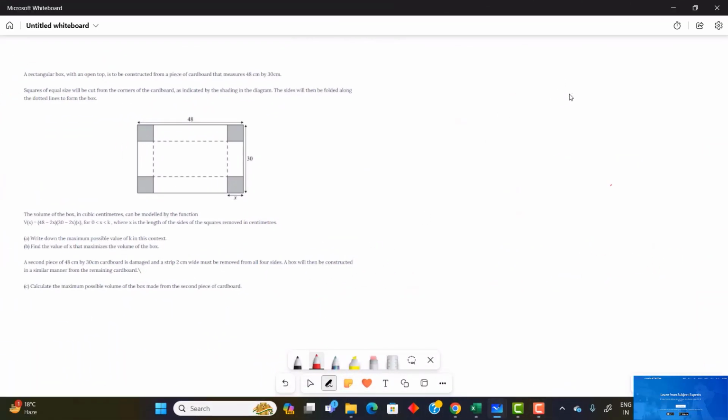The final question this question is asking is to calculate the maximum possible volume of the box when the box has a 2 centimeter cutout from each side. So if a patch of 2 centimeter is cut from all the edges, the new length becomes 48 minus 2 times 2, that's 44. The width becomes 30 minus 2 times 2, that's 26.